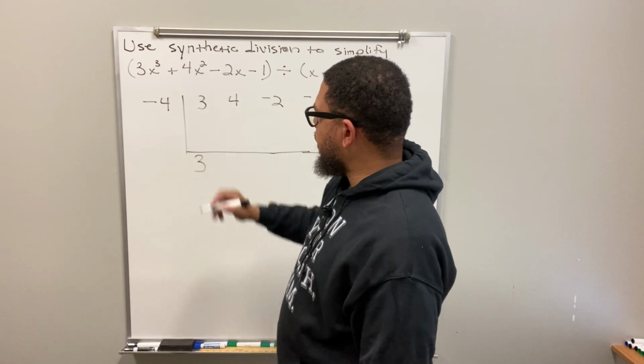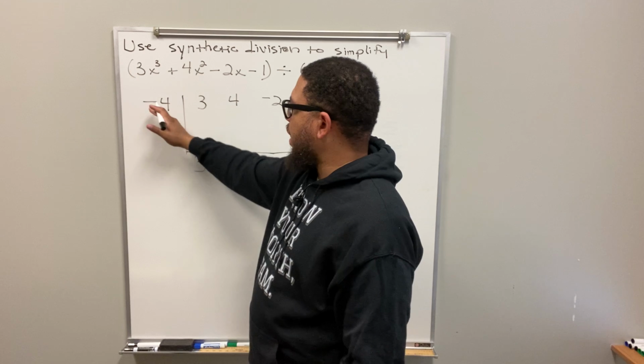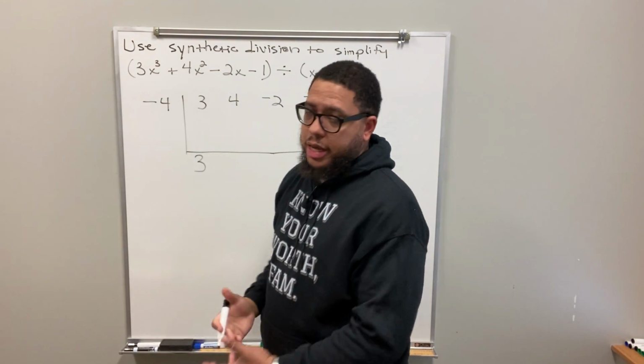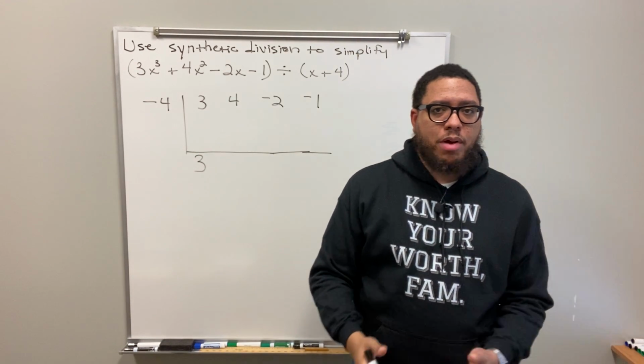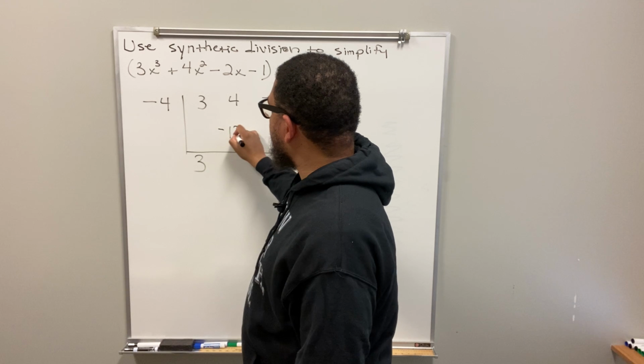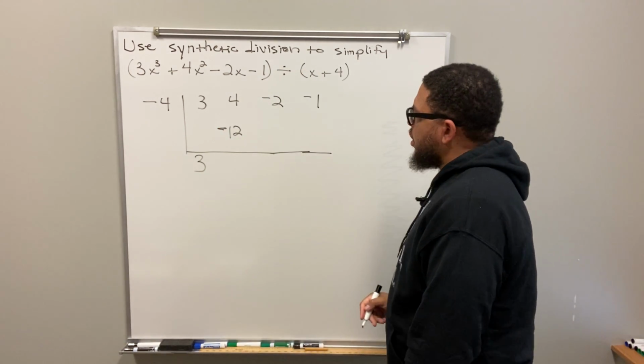I write the sum underneath of the line. So I just added vertically. And then I'm going to multiply diagonally. So I multiply this negative 4 by this positive 3. Negative 4 times positive 3 gives me a product of negative 12. I take the negative 12, I put it in the next column underneath of this 4, right? So now I got 4.